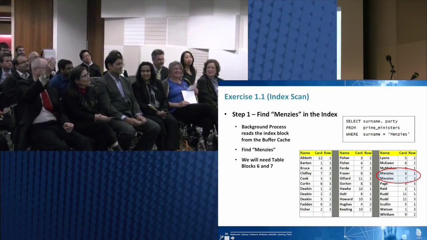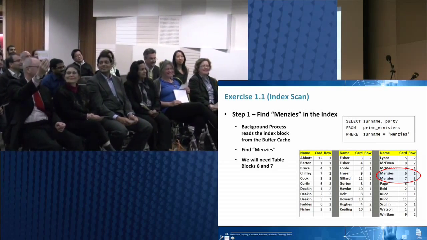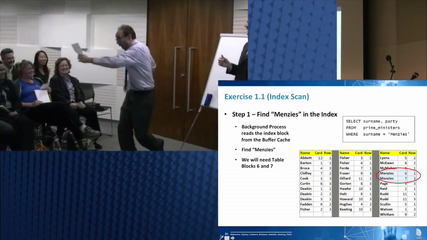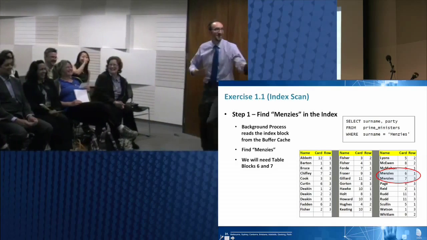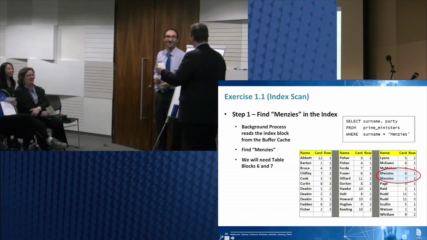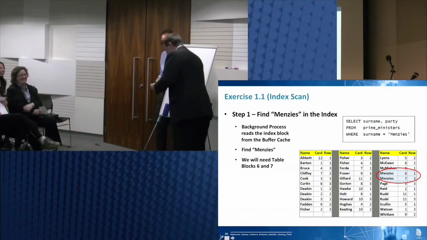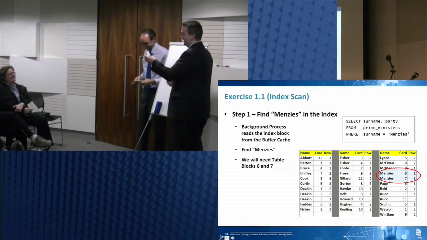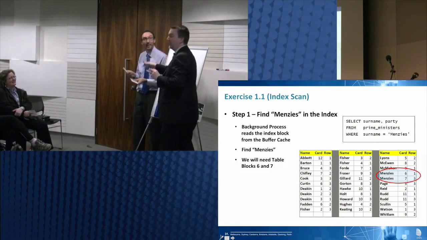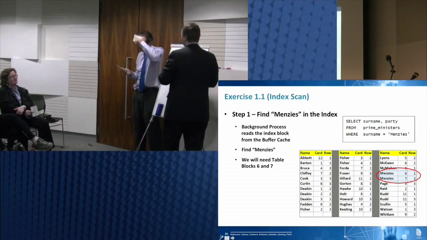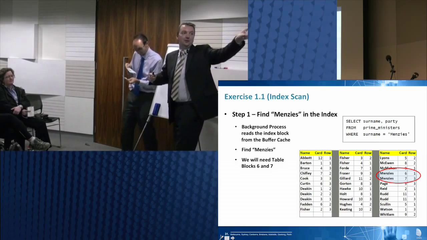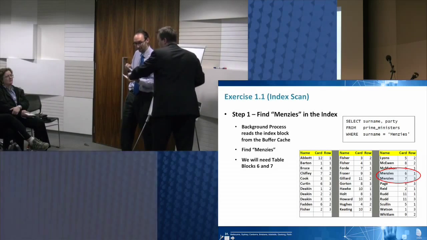Okay, so Michael, thank you. Buffer cache, could you please go get card number 6 for me? That's Oracle. I'll do that in SQL Server. Now that I have card number 6 next to the buffer cache, that block is now in memory where I can access it. Looking at card number 6, I'm looking for Menzies because that's my SQL select where surname equals Menzies. There it is, I found it. It's the first row.